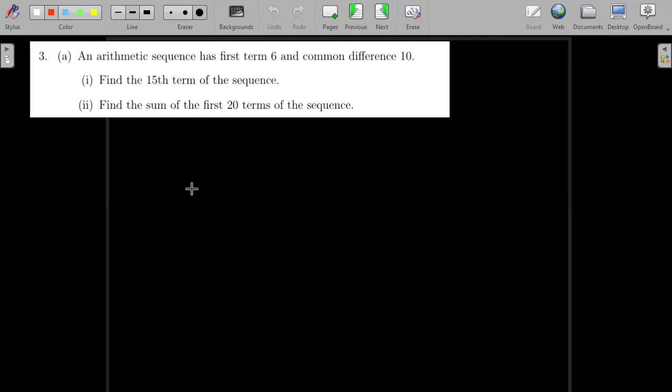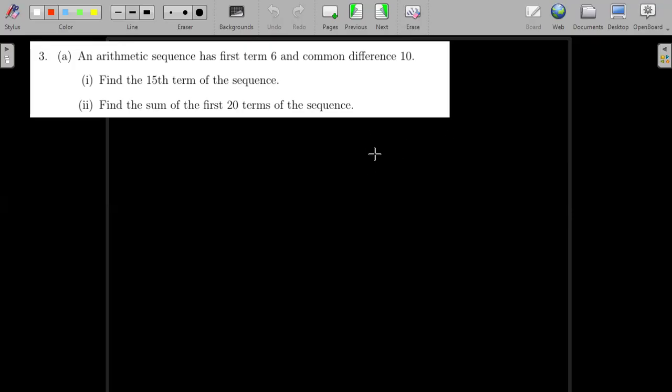Welcome to this class. In this lesson, we are going to look at arithmetic sequences. An arithmetic sequence has a general formula.